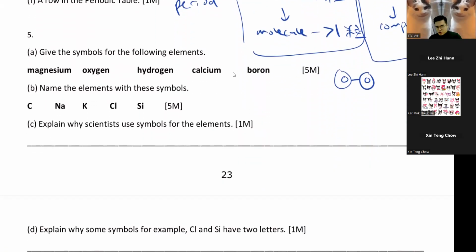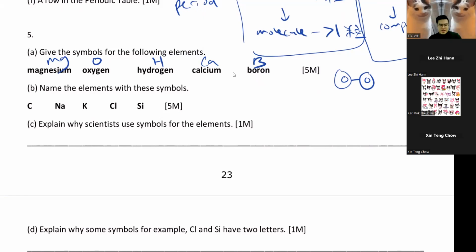Okay, so let's do number 5. See if I can finish this today. Give the symbols for the following elements. This is actually chemistry. You want to learn, you learn. You don't want to learn, it's fine. Magnesium is Mg. Oxygen is O. Hydrogen is H. Calcium is Ca. And boron is B.